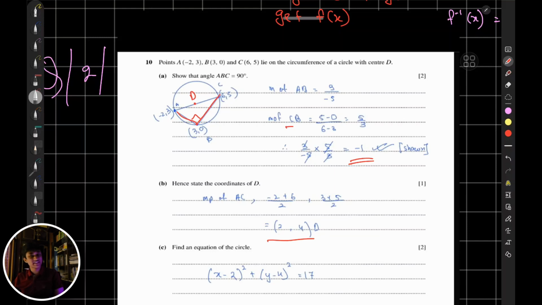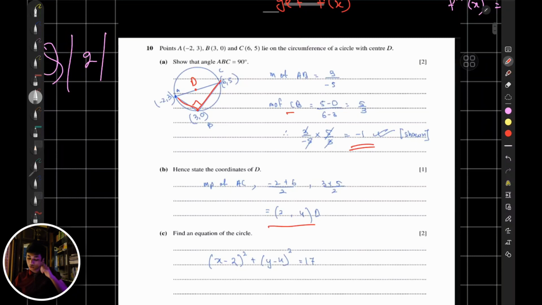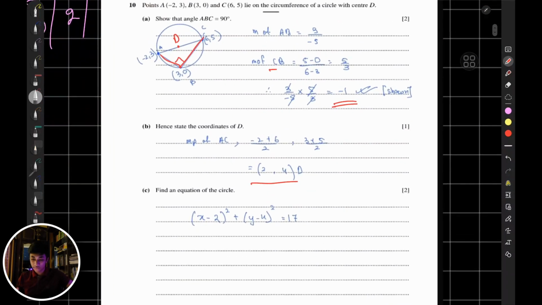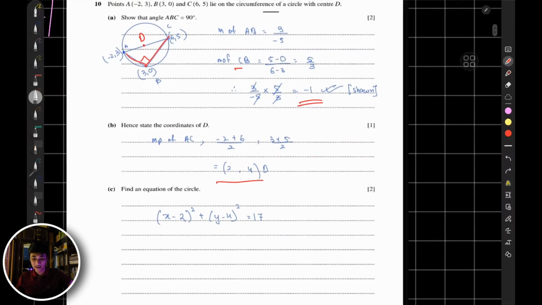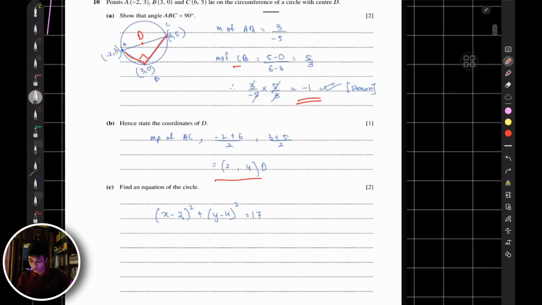Okay, so you know the center, and you will have to find the radius, right? You can find the radius easily, no problem. For the radius, just find the length DB, DA, or DC. Any will work because all of those are the radius of the circle, right? So let's find it for, let's say, the center and B. Let's find DB. How do you find the length?